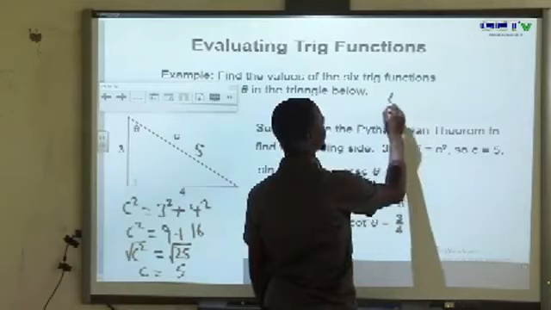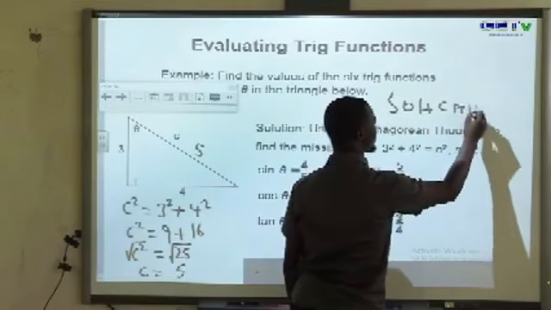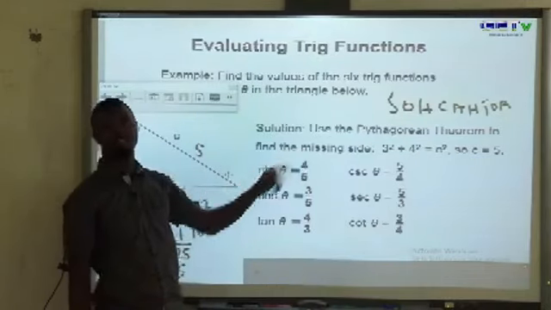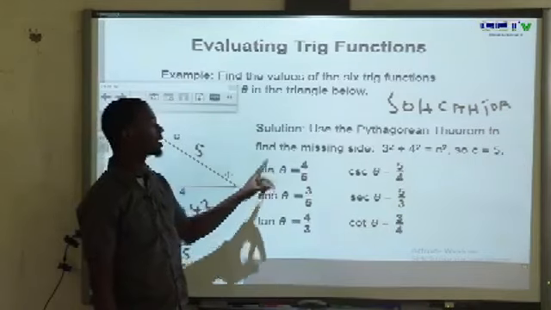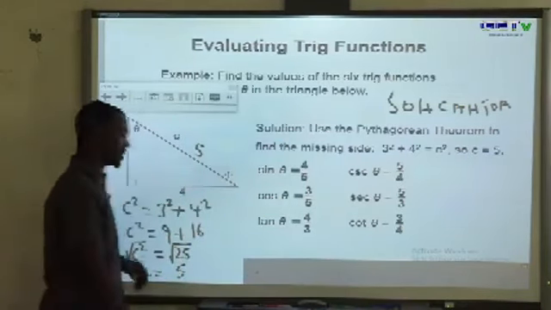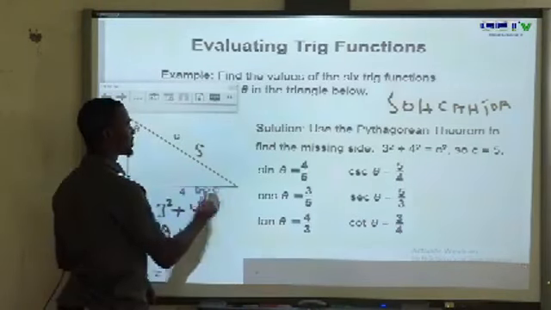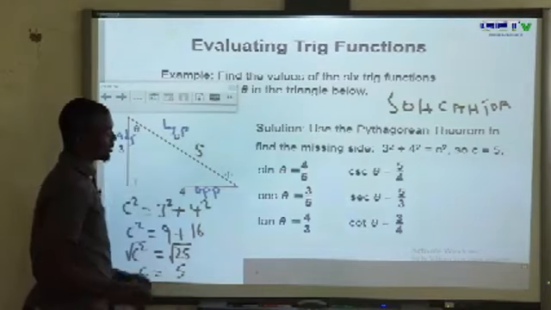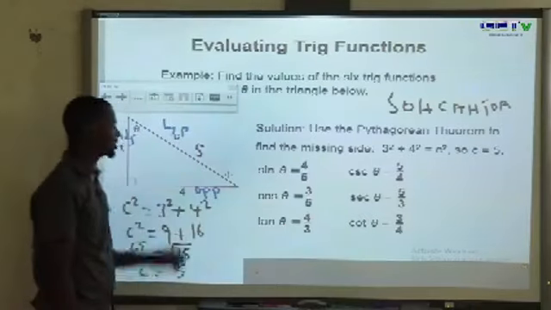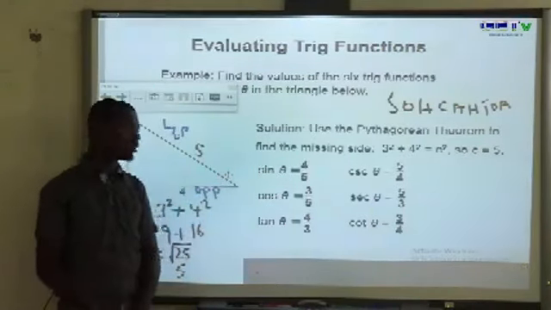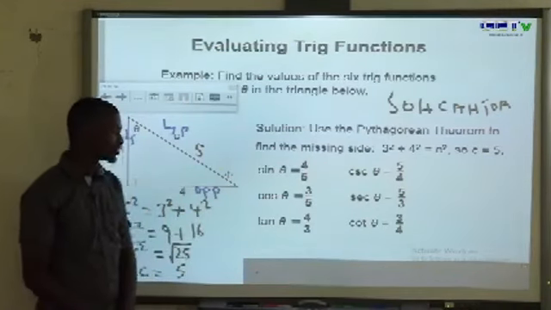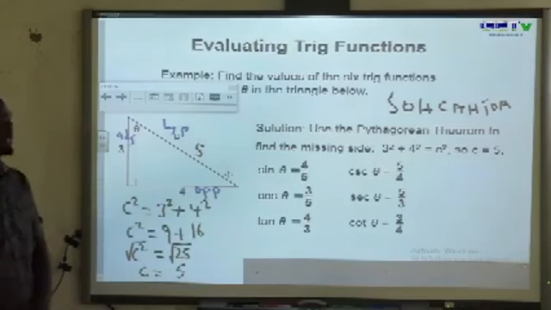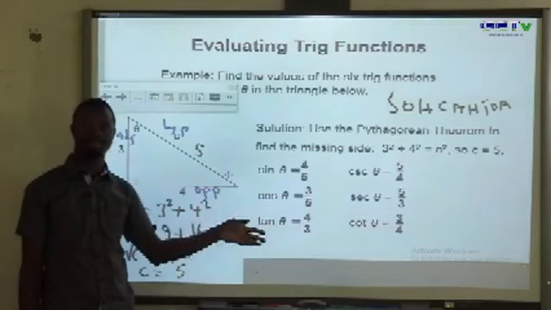We use the acronym SOHCAHTOA. Sine is opposite over hypotenuse. We have sine theta is equal to opposite over hypotenuse. The opposite in this right angle triangle here is 4. This is the opposite. And the adjacent is 3. This is the adjacent. And this one is the hypotenuse. So if you set opposite over hypotenuse, sine theta from the right angle triangle is equal to 4 over 5. Cos theta is adjacent over hypotenuse. The adjacent is 3 and the hypotenuse is 5. So cos theta is equal to 3 over 5.